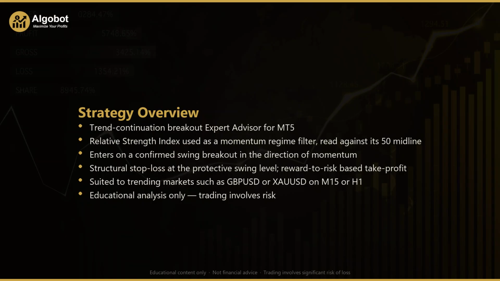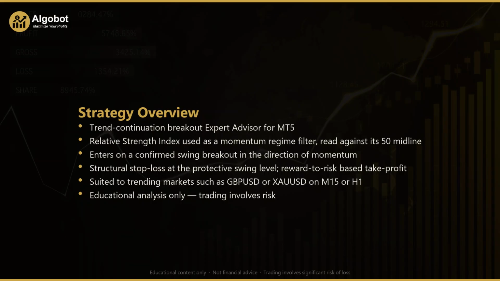The expert advisor only takes a breakout when momentum and structure agree. It waits for price to close decisively through one of those swing levels while the relative strength index is already leaning in the same direction. This is what helps it step around the choppy, directionless breakouts that so often fail inside a range. Because the risk is built entirely from price structure rather than from fixed pip or point distances, the same logic can be applied across different symbols and time frames.